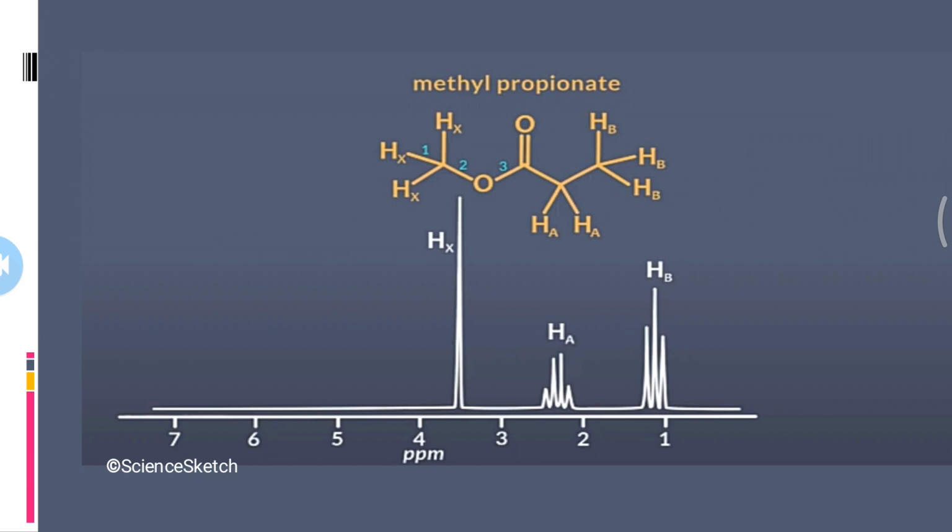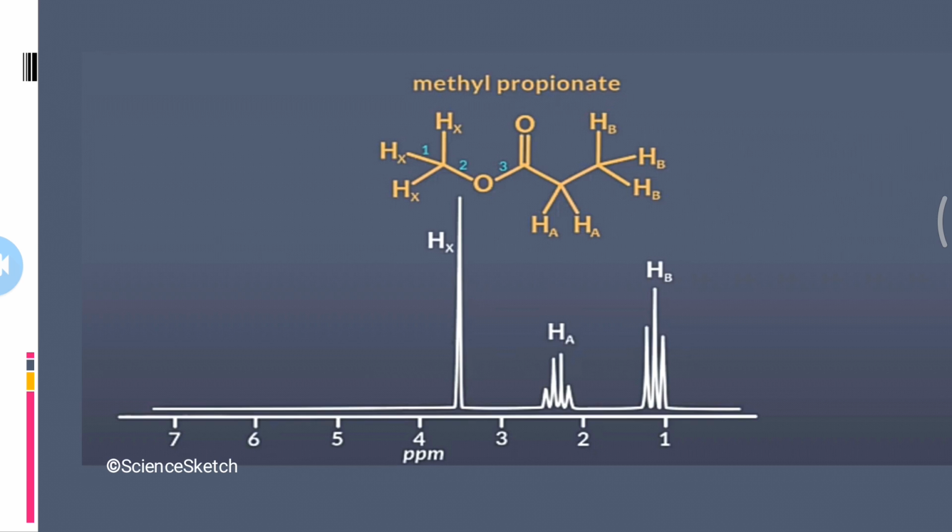Suppose HA: how many neighboring protons are present? HA has 3 neighboring protons, so 3 plus 1 gives a 4-line splitting pattern. This quartet of HA is observed at 2.2 to 2.5. Why? Because it is attached to the carbonyl group.